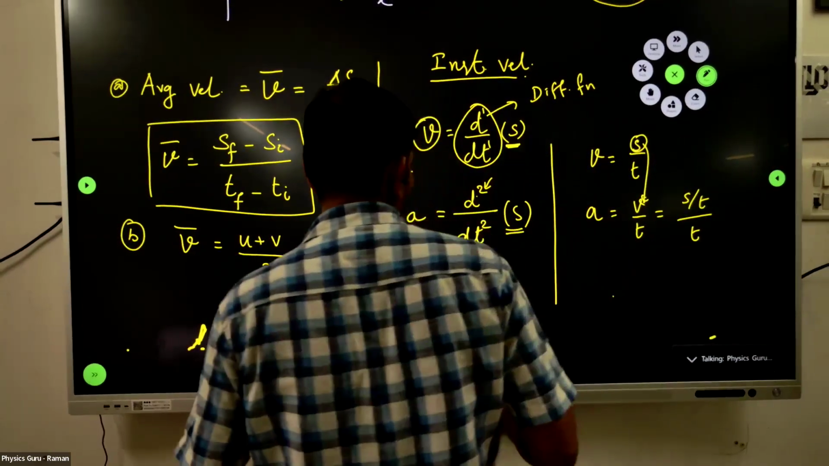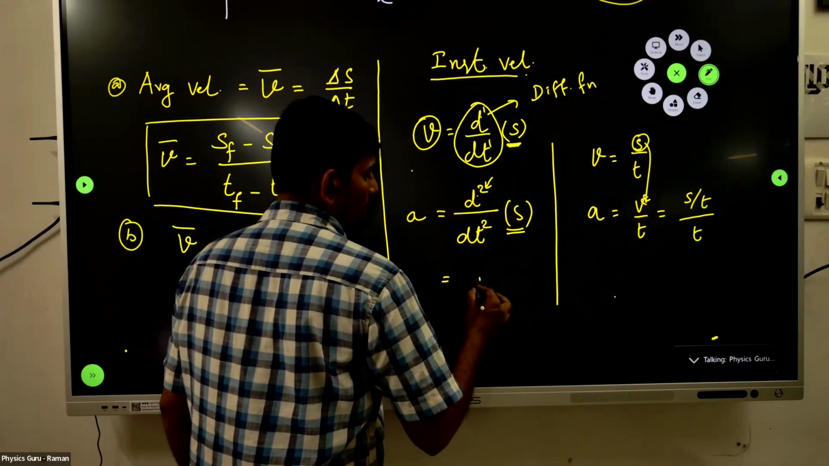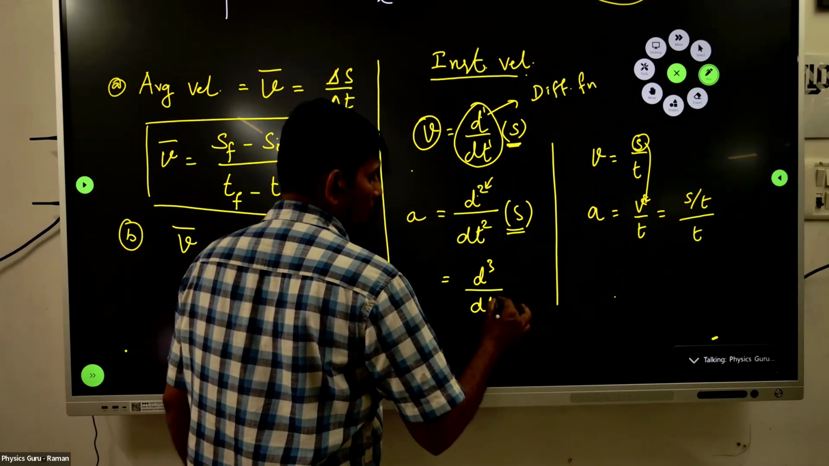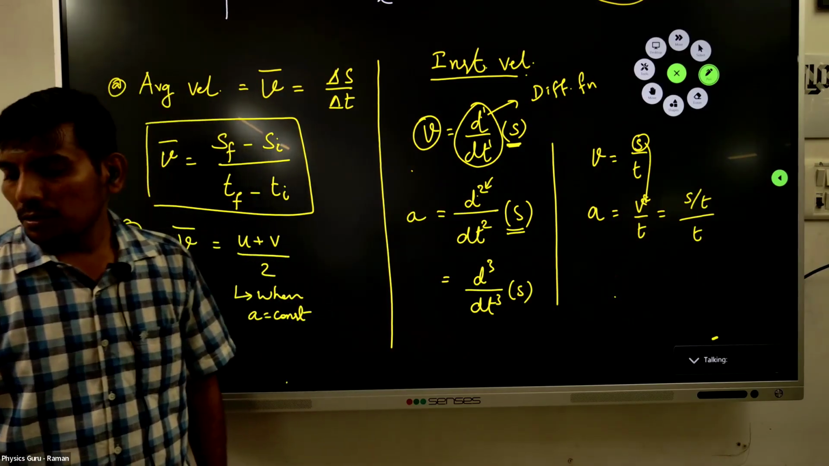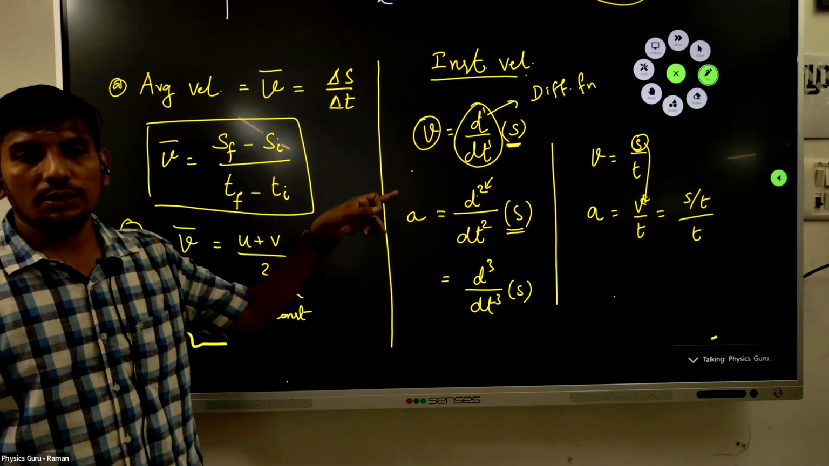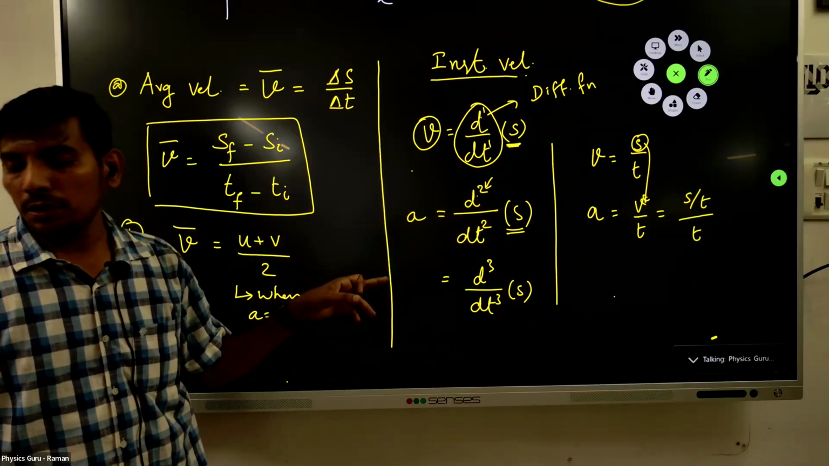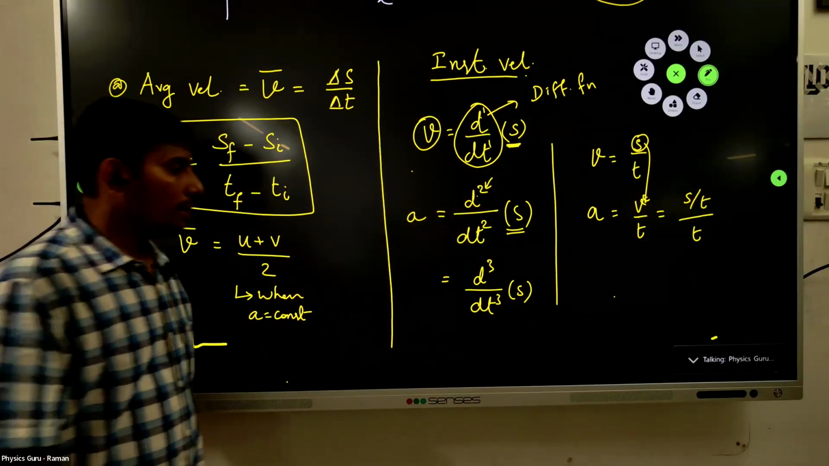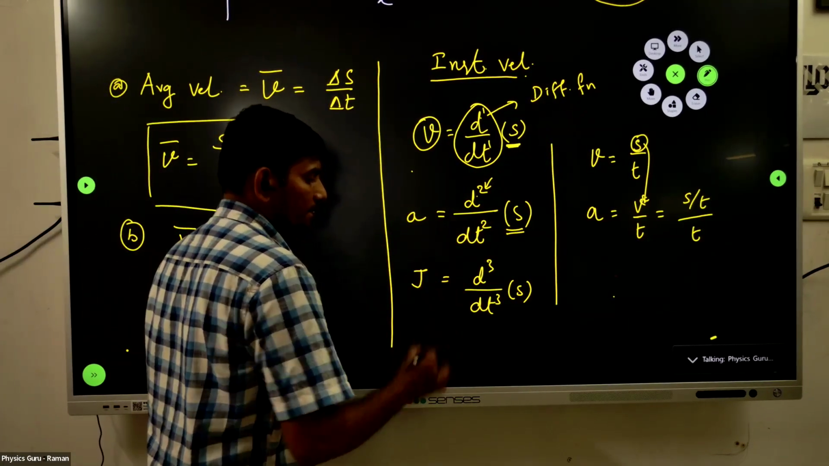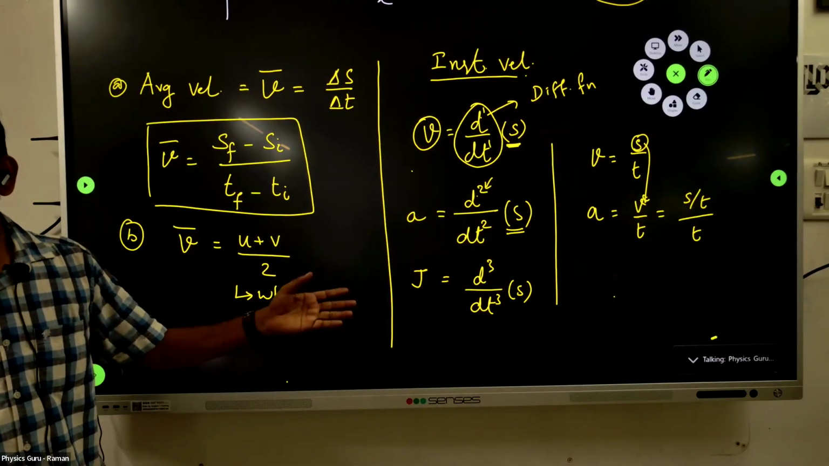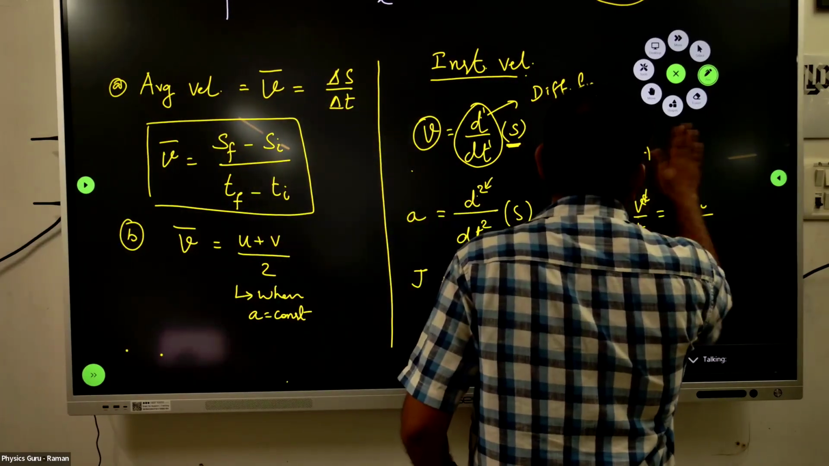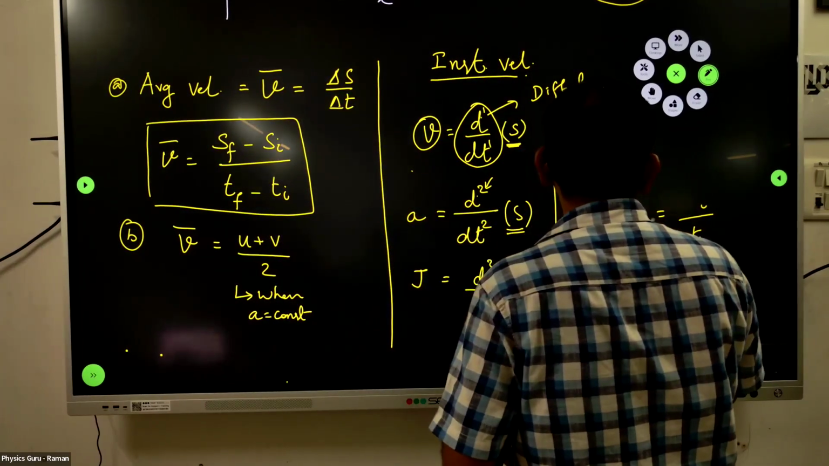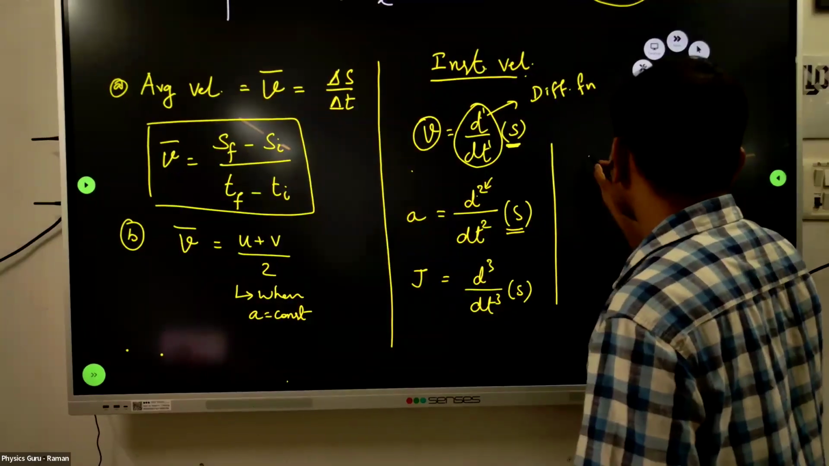Suppose I do it for the third time, let's assume that you are going to differentiate it for the third time, d cube by dt cube of the displacement. What do you call the rate of change of acceleration? You all know rate of change of displacement is velocity. Rate of change of velocity is acceleration. What do you call rate of change of acceleration? It is called jerk. J-E-R-K. Jerk.